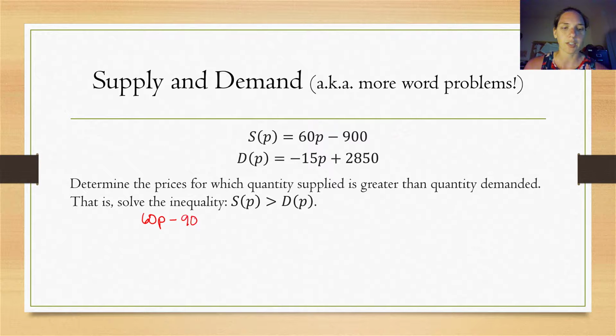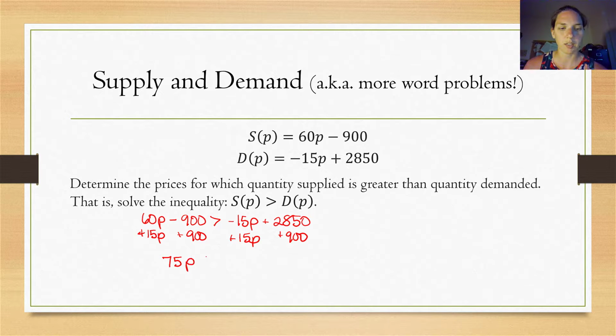60p minus 900 is S of P, needs to be greater than negative 15p plus 2850. Okay, so far so good. I'm allowed to add to both sides, so I'll do that. We're still at 75p greater than 3750. So P is greater than 50. So if they charge more than $50, they will supply more than the amount demanded.